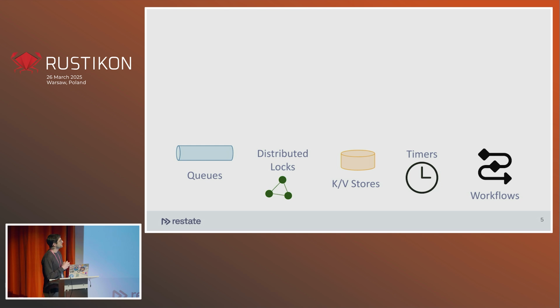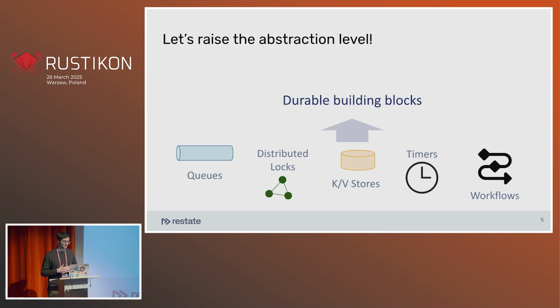If you build backends, you know that you have probably dealt with any combination of these tools mixed together. So you use queues, distributed locks, key value stores, timers, and workflows. And the point is, can we introduce some abstractions that are closer to the business logic, closer to what you're trying to do rather than to the architecture of the system? And this is what the project that I want to introduce today, Restate, is trying to do.